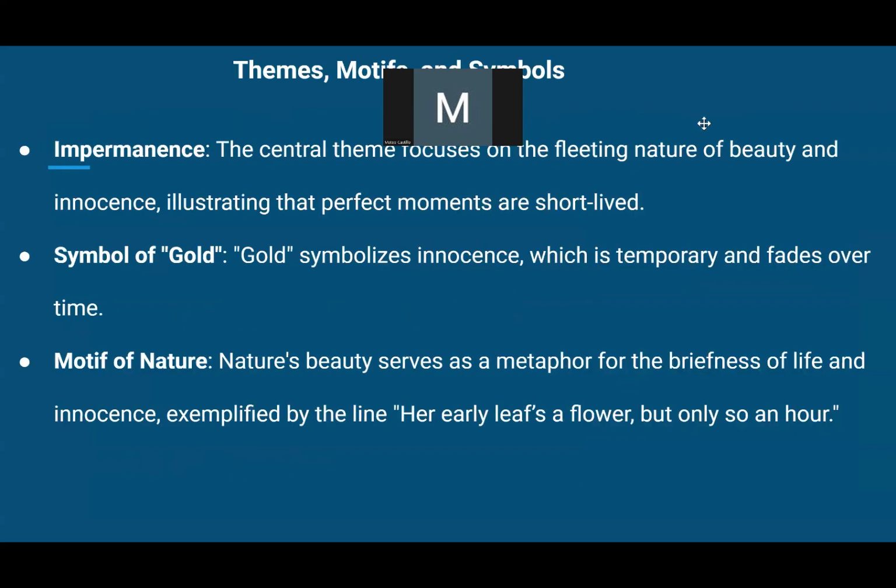Some themes, motifs, and symbols. The theme of impermanence was very central throughout this poem as it focuses on the idea that nature and beauty, or also innocence, will never be something that is permanent. And it illustrates that perfect moments in life are only short-lived and eventually will go away.